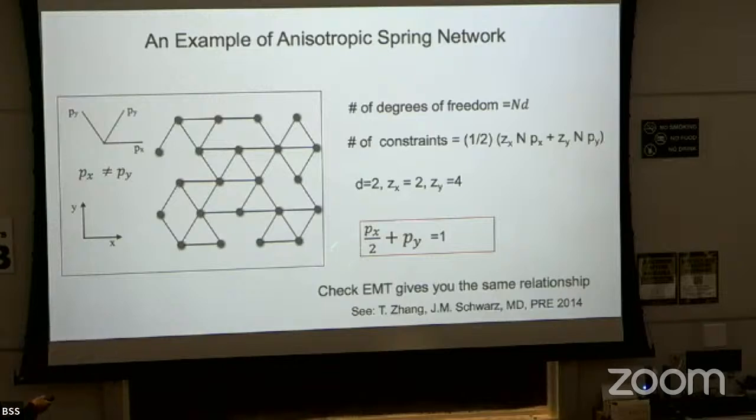So your colleague is saying, what is the meaning of even px or py? Because it's an isotropic system, right? I could just rotate it. So the thing is, it's basically saying you have three different directions in your triangular lattice.